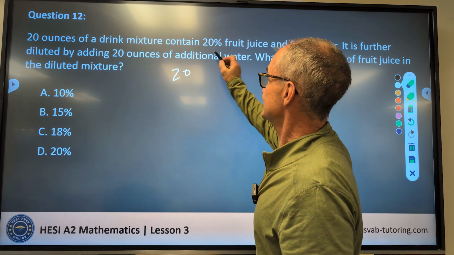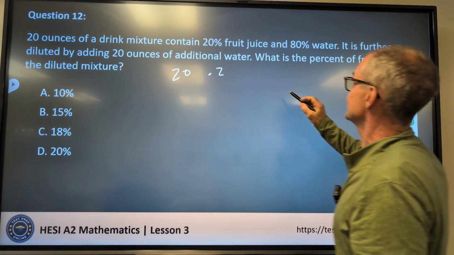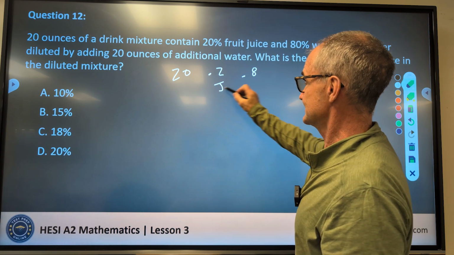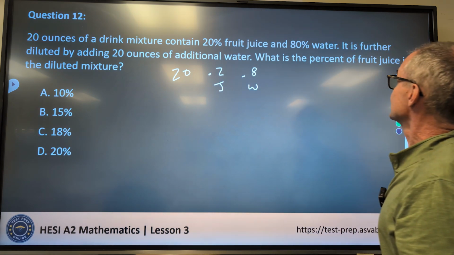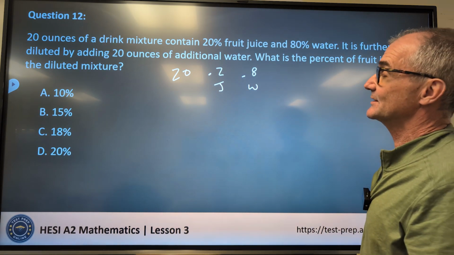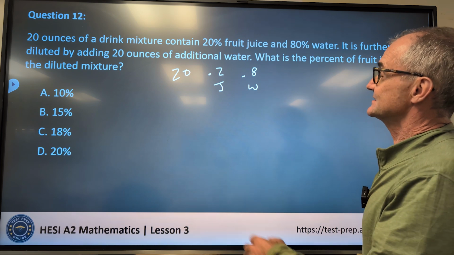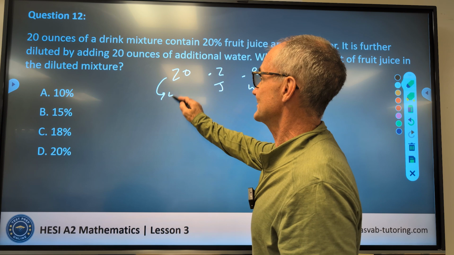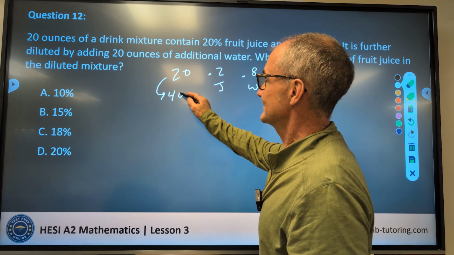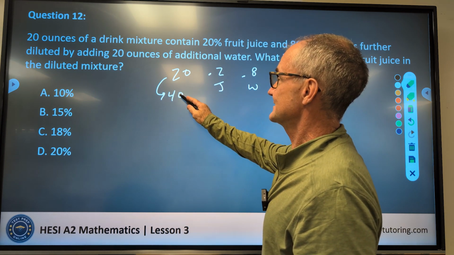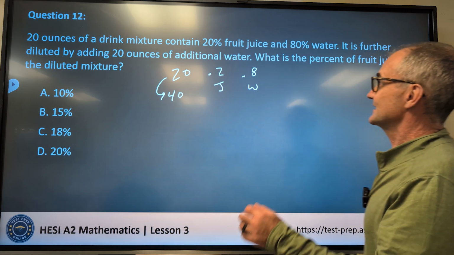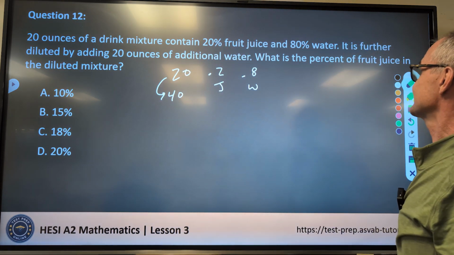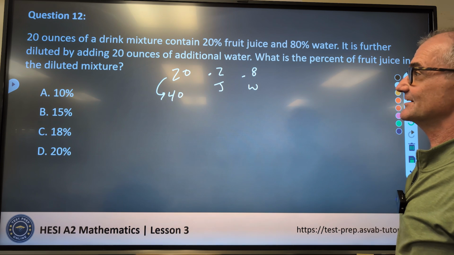20 ounces contains 0.2% fruit juice and 80% water. So this is juice, water. It is further diluted by 20 ounces of additional water. So now I go from 20 to 40 ounces, but this new 40 ounces is made up of the original amounts. All right, so let's see if we can figure all this out.